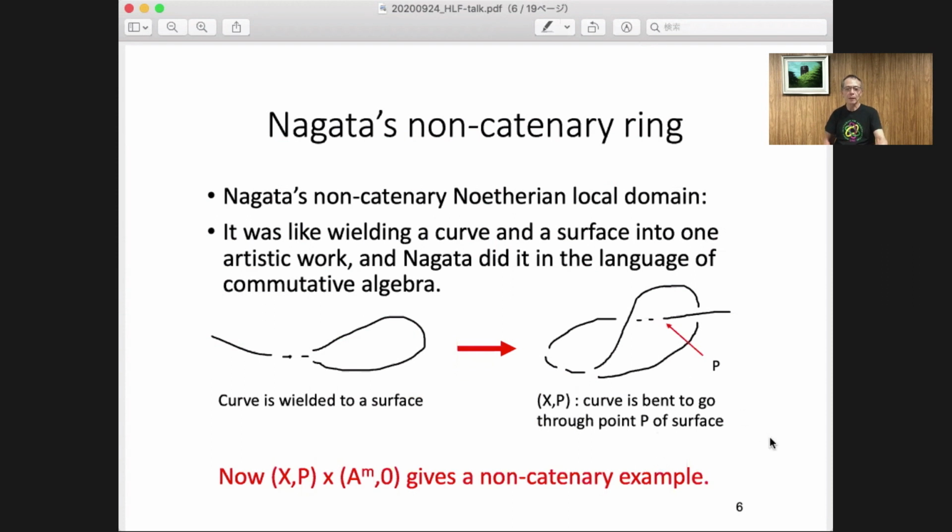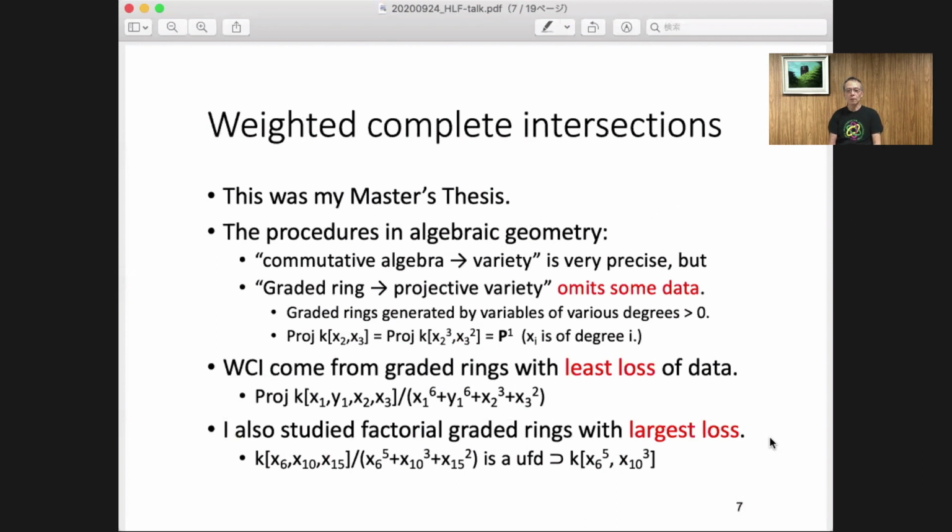So this was when I was in the master course, just finishing the master course. I was just talking about someone else's results only. So I should tell you what I was doing around that time. This is my master's thesis, weighted complete intersections.